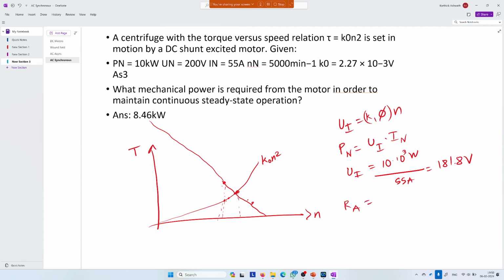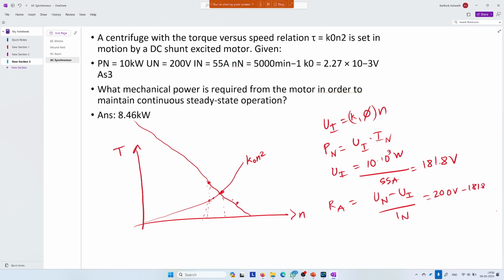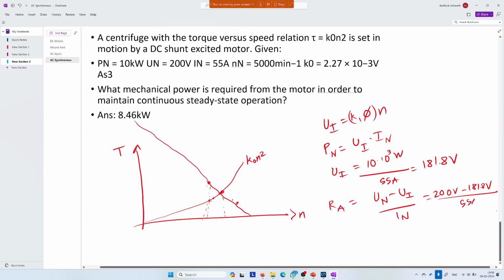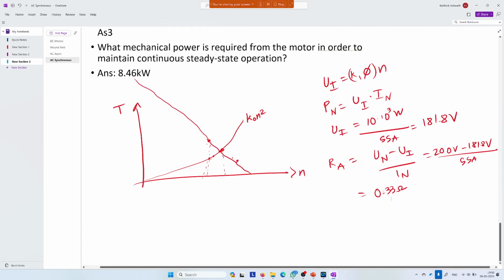Armature resistance is U nominal minus UI divided by I nominal. So 200 volts minus 181.8 volts, divided by 55 amps. This gives me 0.33 ohms. So far, it's the same process which we are doing for any motor question. We are finding the induced voltage, we are getting the RA value. From induced voltage, I can get this K1 phi value.